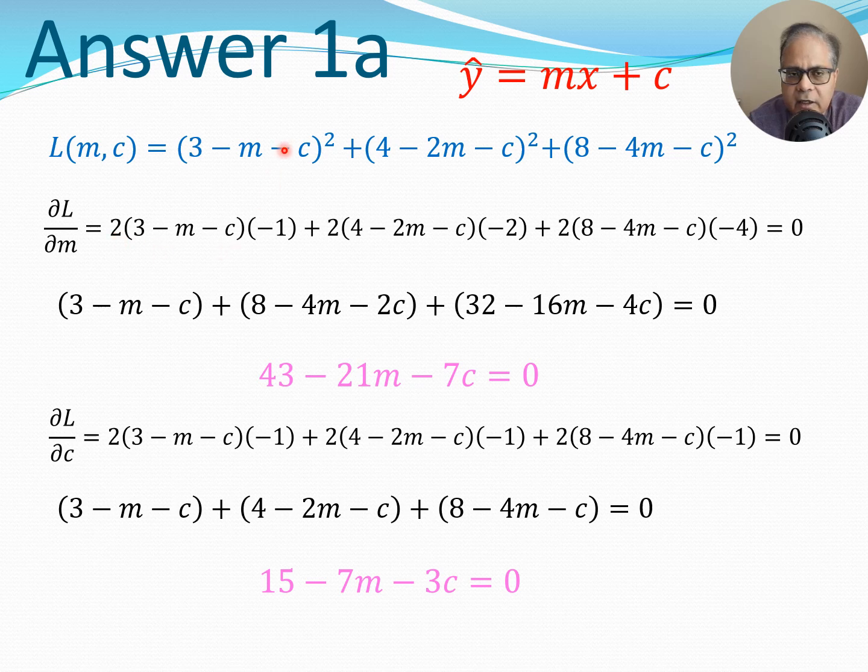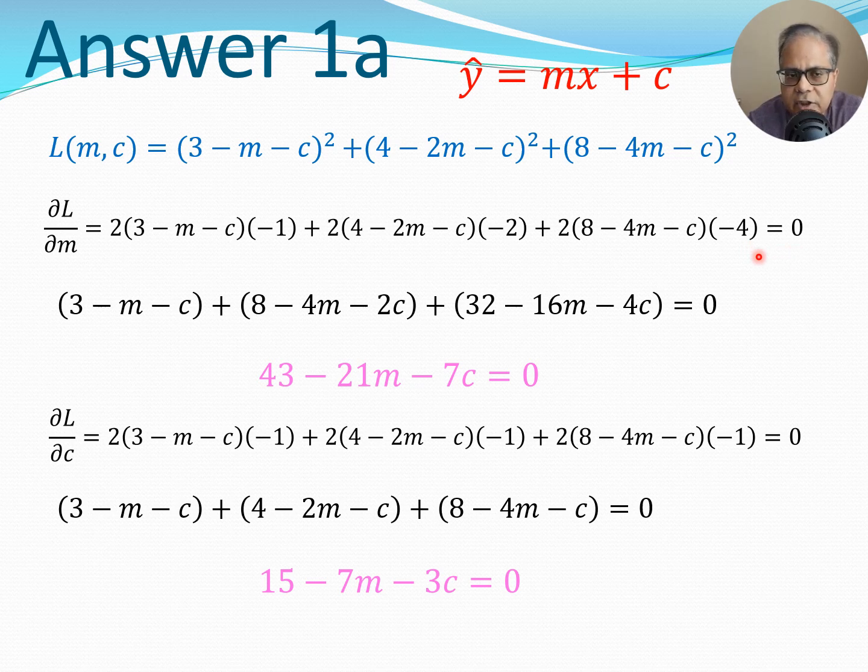So I immediately get the first term as 2 into 3 minus m minus c, and then I have to differentiate the term inside with respect to m, which gives me minus 1. Now we take the second term, so I get 2 into 4 minus 2m minus c, and I again differentiate the term inside and get minus 2 here because the derivative of minus 2m is minus 2. Remember, c is being taken as a constant when we are differentiating with respect to m. This is the partial derivative. Now the third term will give me 2 into 8 minus 4m minus c, and then the derivative of the term minus 4m is minus 4, and then this entire derivative is equal to 0. So that's something from calculus we know.